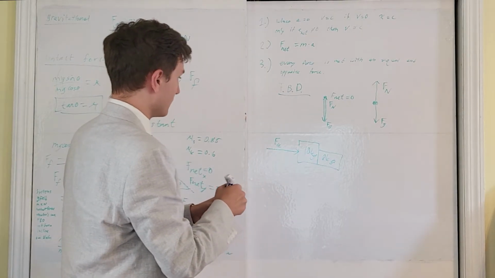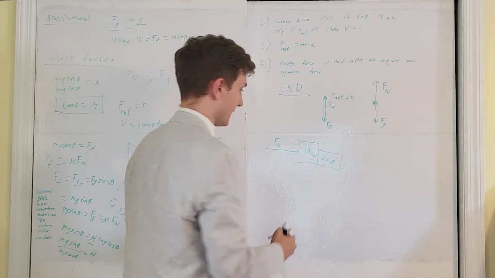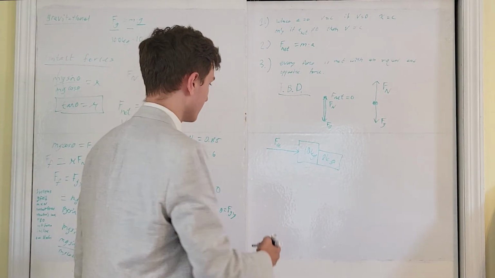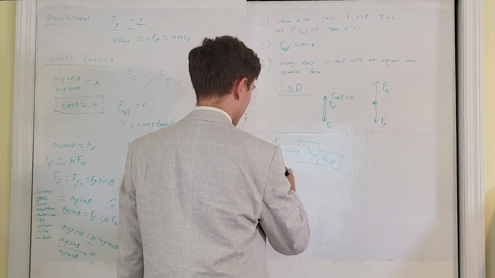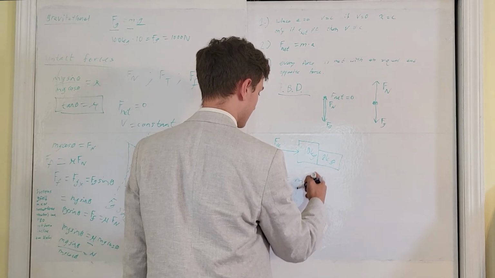Okay, so we have an external force acting on the system. If an external force is acting on the system, it means the system is being accelerated. So we can say that our applied force is equal to our mass times the acceleration of our system.